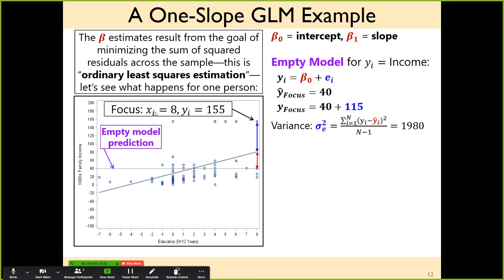So let's say for this person out here, focusing on them, they're way up here. So we way underestimated their income. So they have a residual of 115. They're off by 115. But we don't care about each person's residual specifically. What do we care about? Overall variance. Overall, the collection of residuals and how much residual information there is.